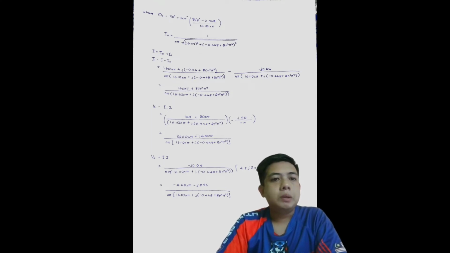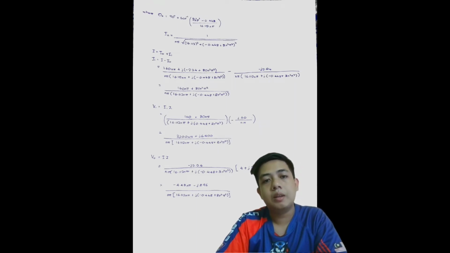To find the total power, we are using the formula P equal to V source times total current, and the final answer is 6400 n pi plus j bracket negative 89.6 plus 3200 n square pi square over n square pi square bracket 16.112 n pi plus j bracket negative 0.448 plus 8 n square pi square.